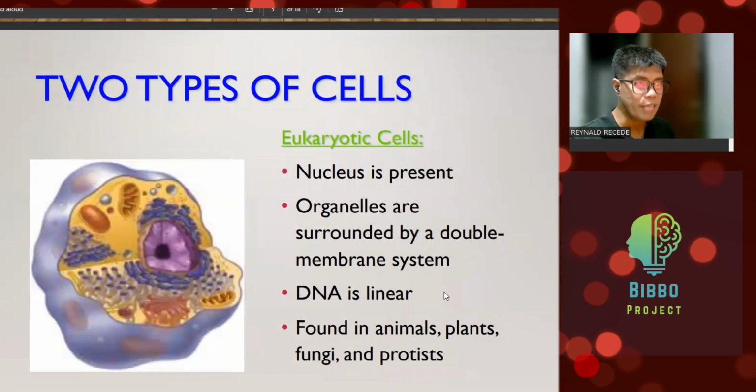The second type of cell is the eukaryotic cell. In this type of cell, the nucleus is present. That is where the genetic material called the DNA is found. Organelles are surrounded by a double membrane system. DNA is linear, in contrast dun sa prokaryotic cell na circular. And they are found in animals, just like us, plants, fungi, and protists.